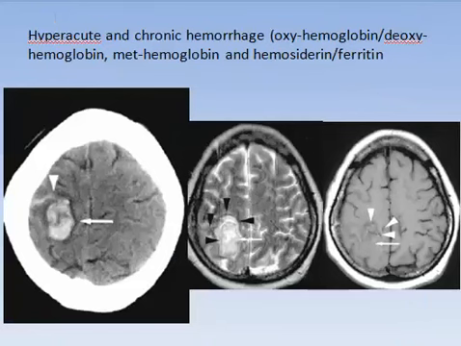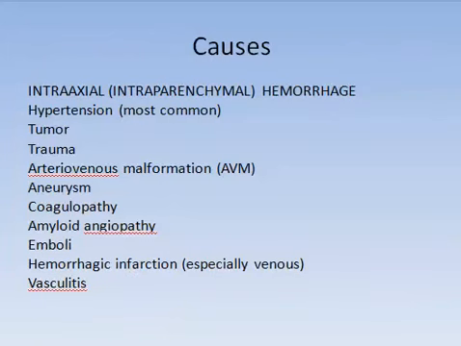What are the causes of intracranial hemorrhage? Mainly it is hypertension. This is the most common, but of course you should include tumors, trauma, arteriovenous malformation, aneurysm, coagulopathies, amyloid angiopathy, hemorrhagic infarctions, especially venous infarction of superior sagittal sinus thrombosis, and vasculitis.